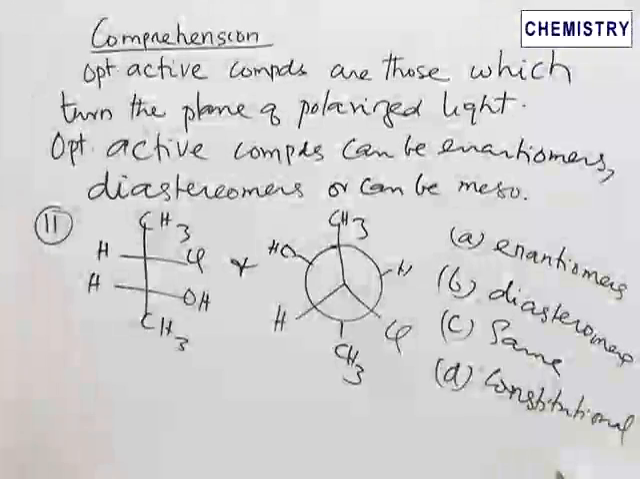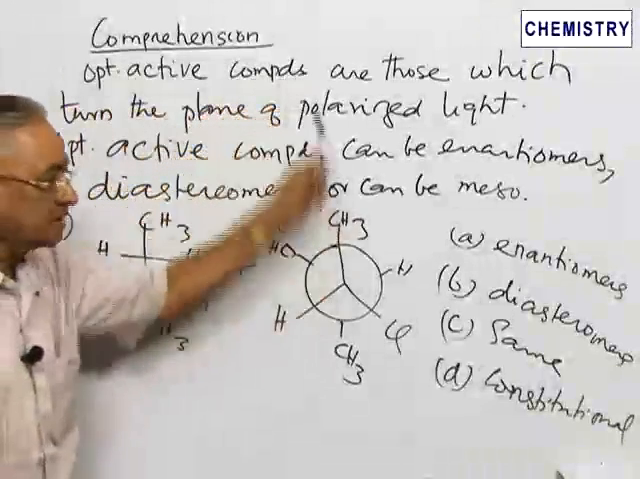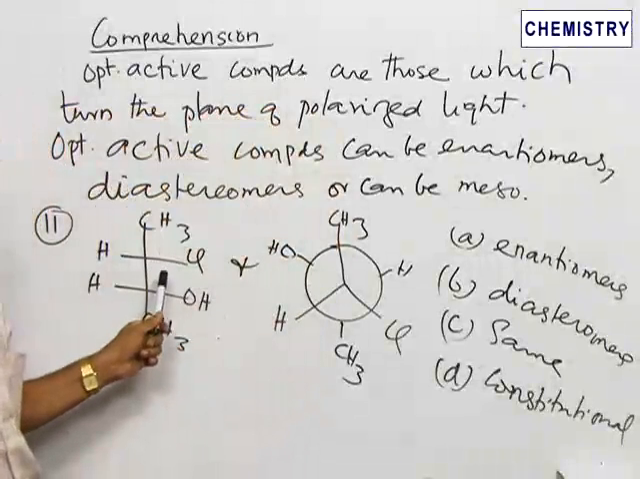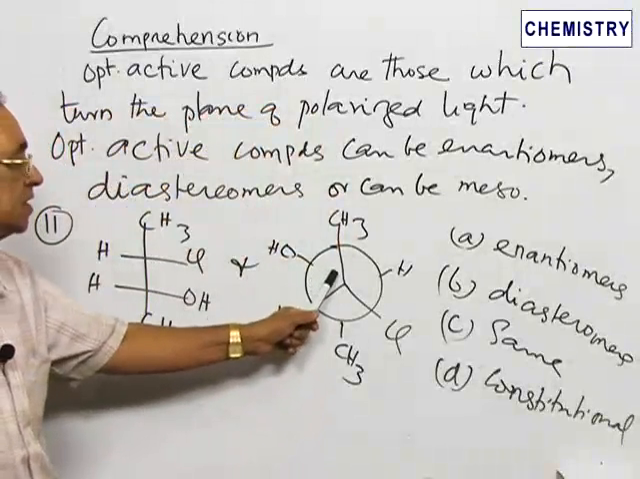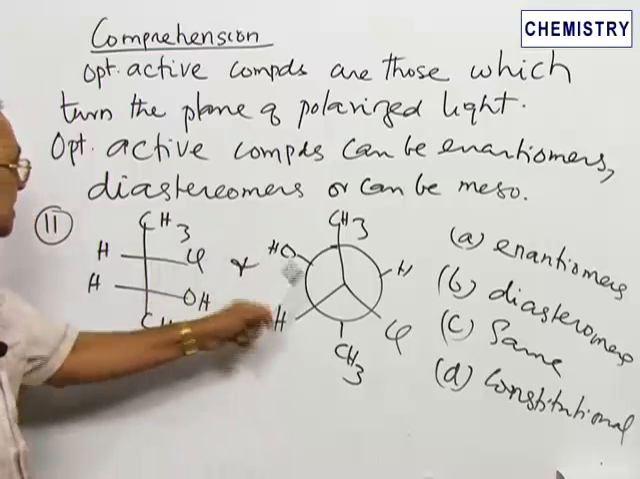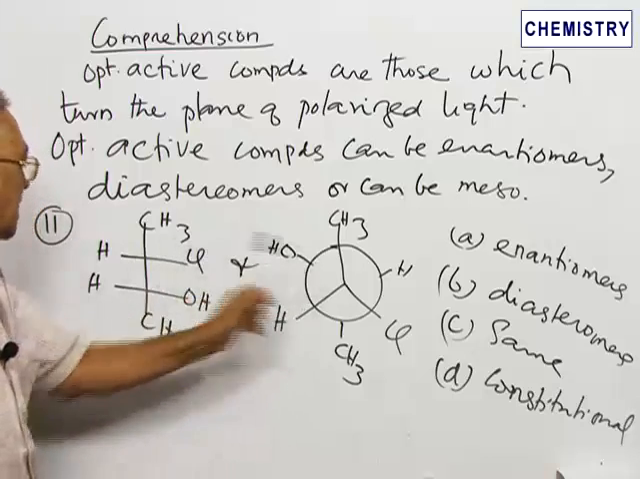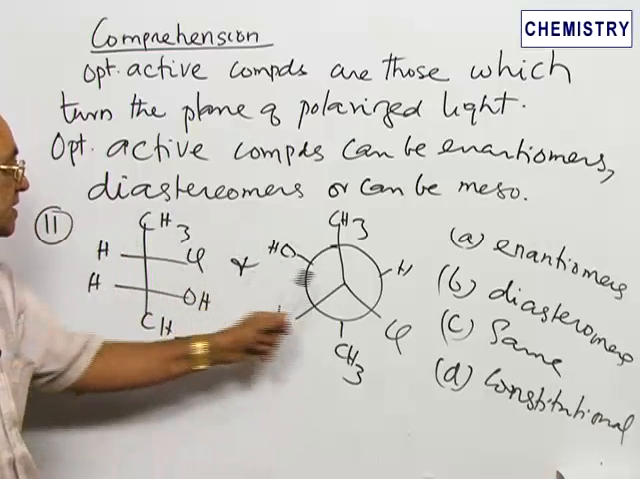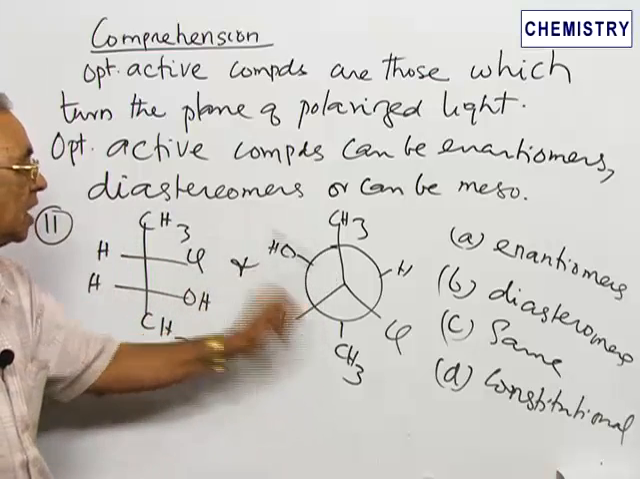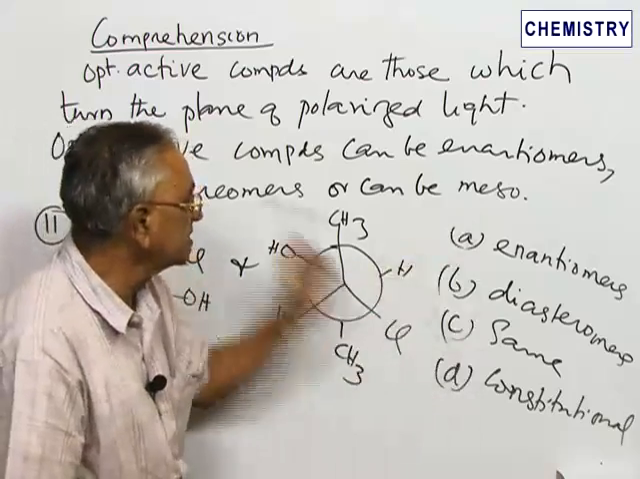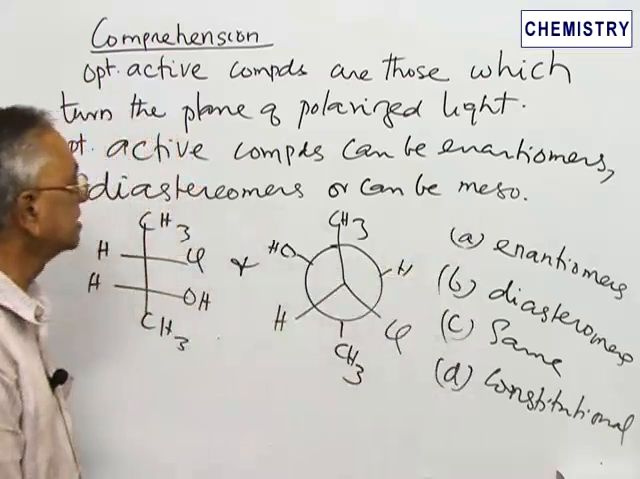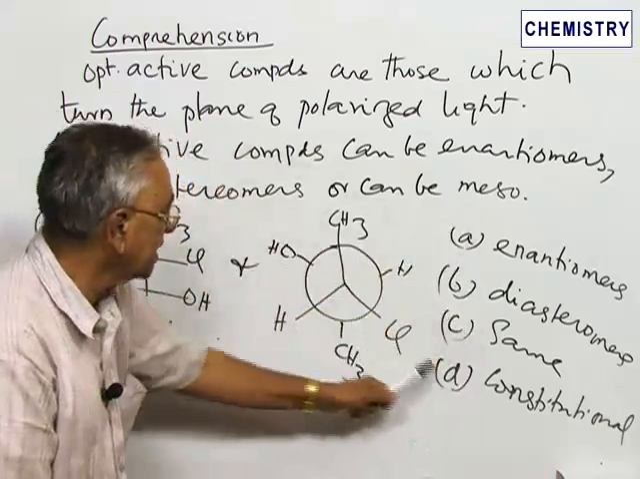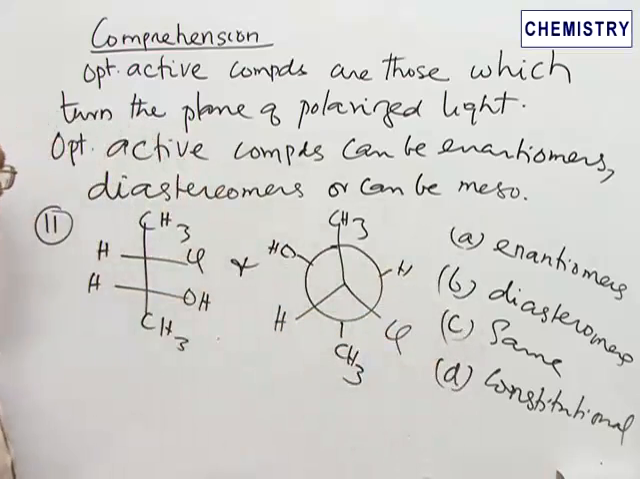The next question that is connected with this same passage is: two different structures are given. One is in the Fisher projection and the other is in the Newman projection. How are the two related? Choose from these four possibilities. Are they enantiomers, or diastereomers, or two representations of the same compound, or constitutional isomers?